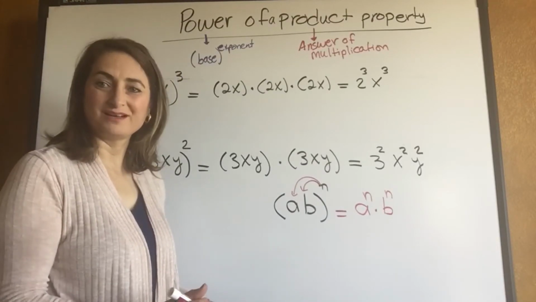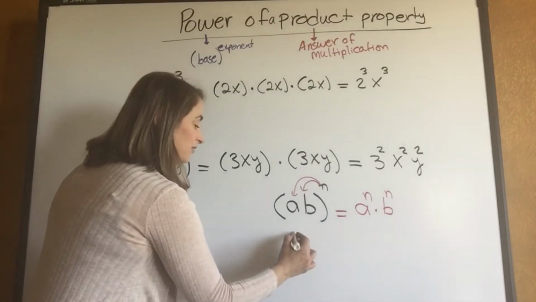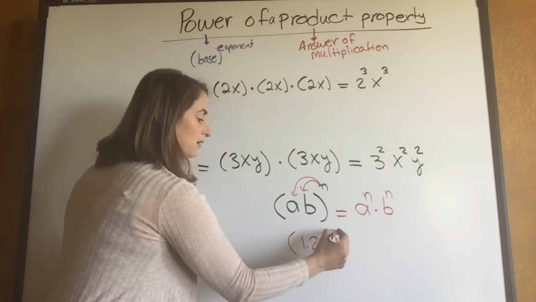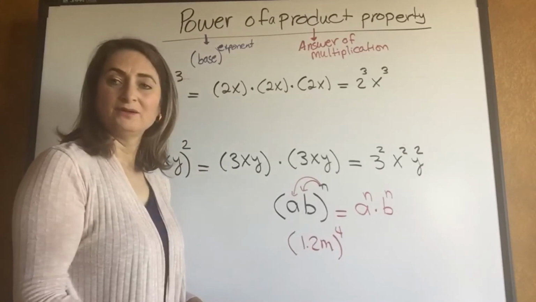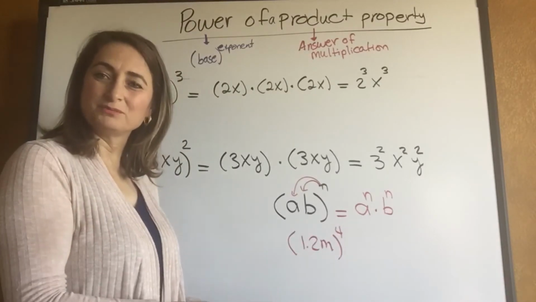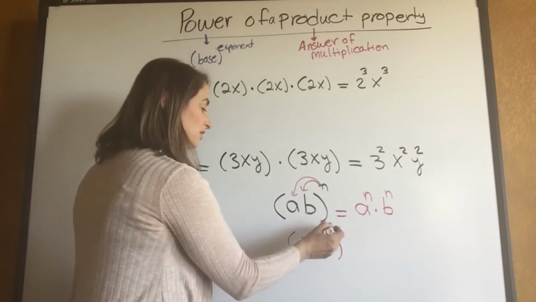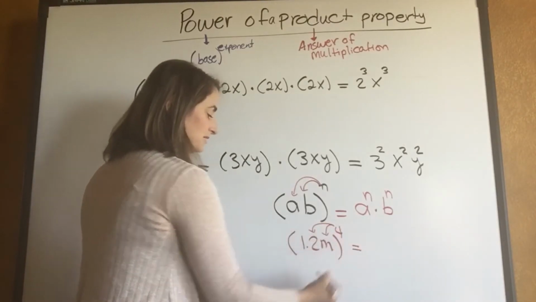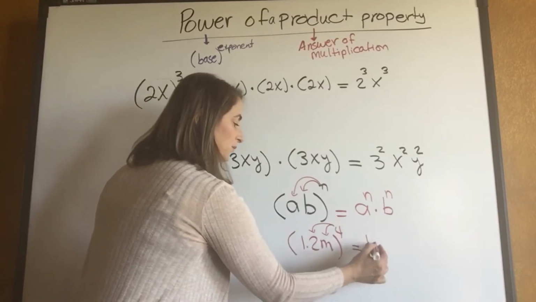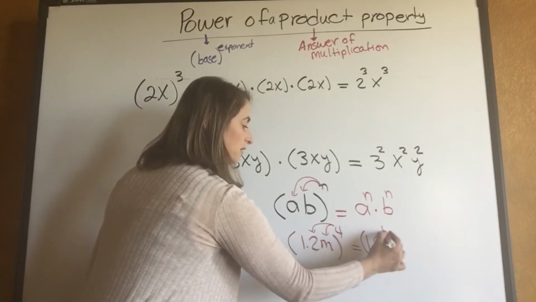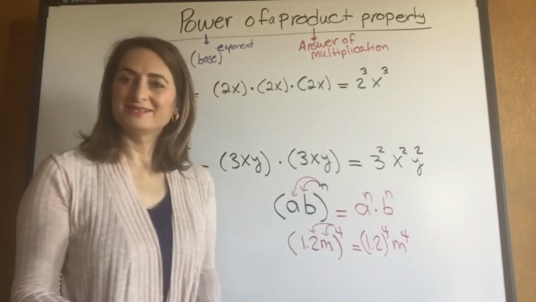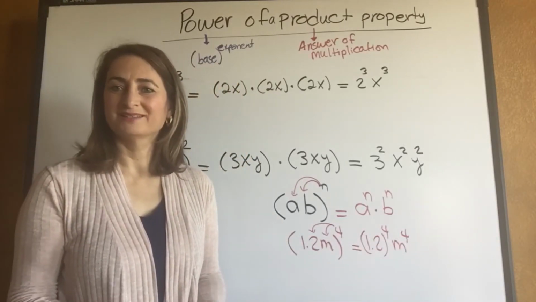Let's try it one more time with an example. What if you have 1.2m to the power of 4? What do I do? Do I need to repeat this multiple times? No. All I have to do is distribute that exponent over the 2 terms inside the parentheses. So 1.2 to the power of 4 times m to the power of 4. That's it for this last product.